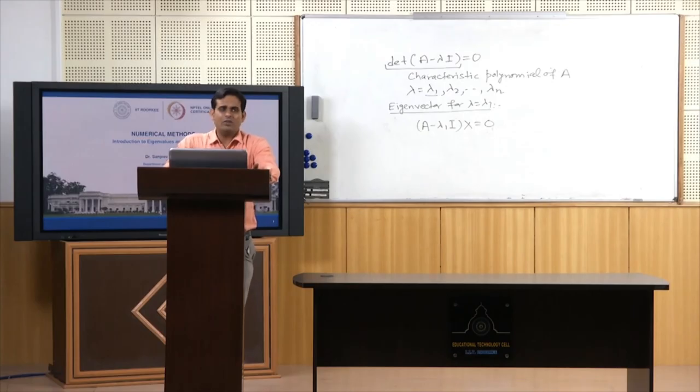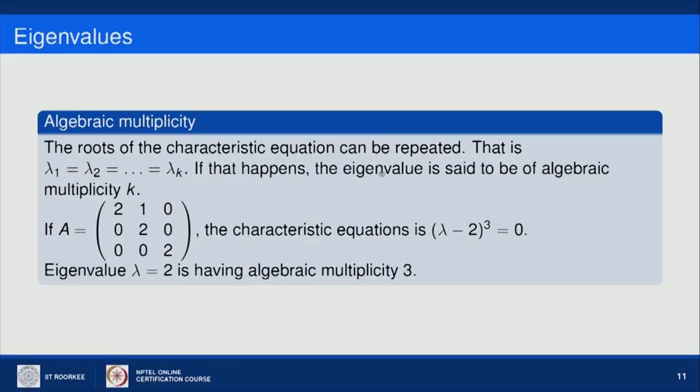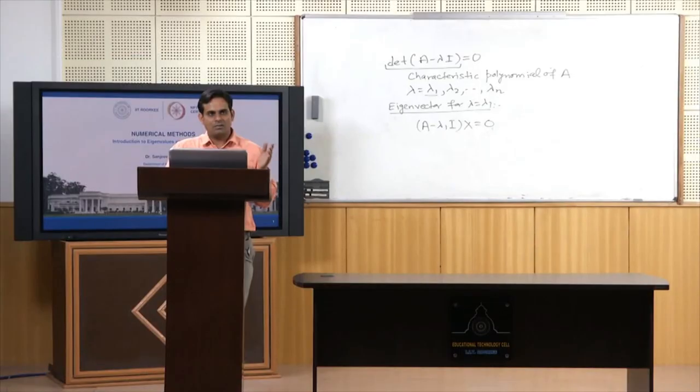Now, as I told you, eigenvalues are the roots of the characteristic polynomial, and a polynomial can have repeated roots. So, for example, I can have lambda 1 equals lambda 2 equals up to lambda k. If that happens, the eigenvalue is said to be of algebraic multiplicity k. So, what is the algebraic multiplicity of an eigenvalue? The algebraic multiplicity is the number of times it is repeated.